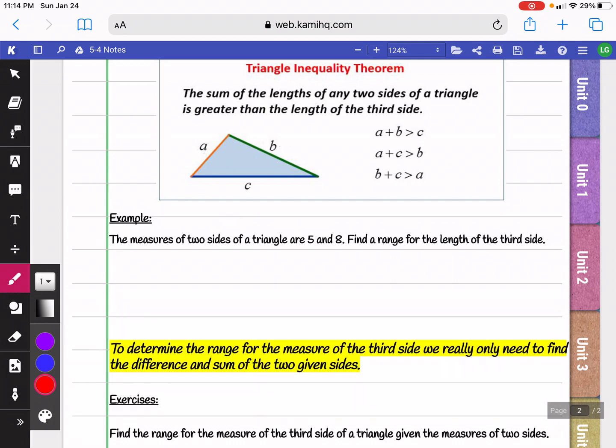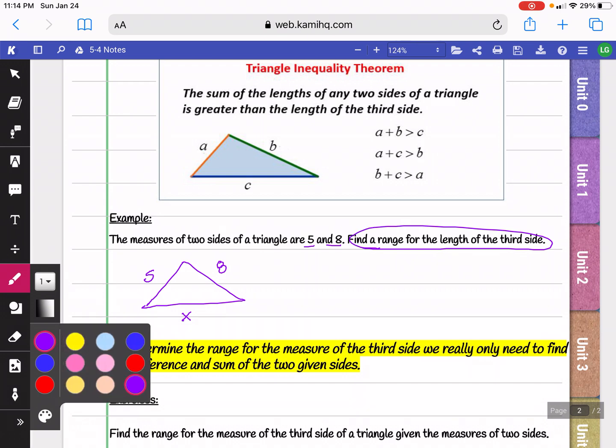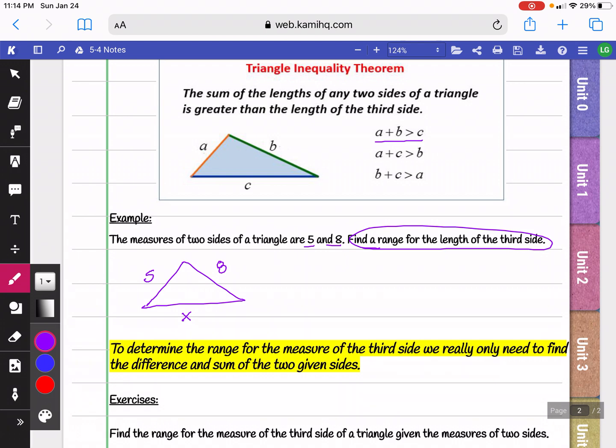So here I'm going to sketch a triangle. And they told us two of the sides are 5 and 8. And we don't know the third side, so I'm going to put an X. And I'm going to use the theorem to come up with a range for the length of the third side. So my theorem states that if you add two sides, it has to be greater than the third side. So I could put 5 plus 8 is greater than X.